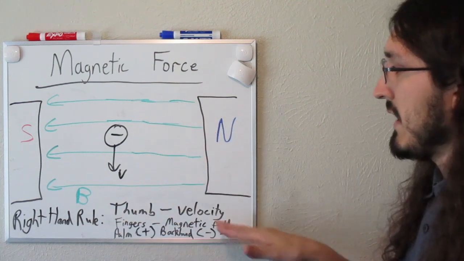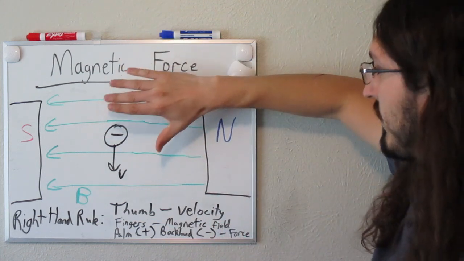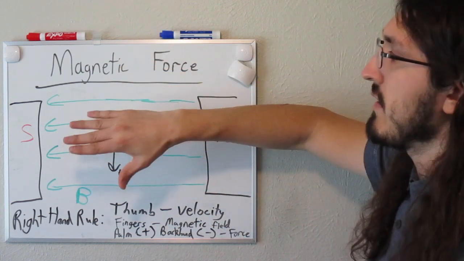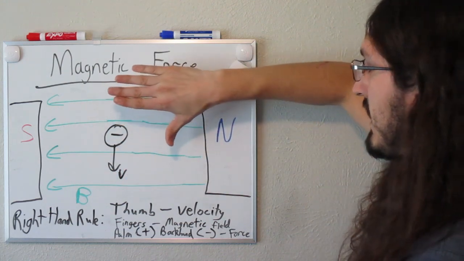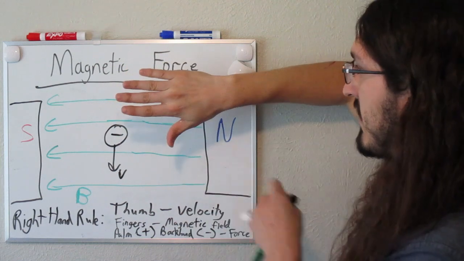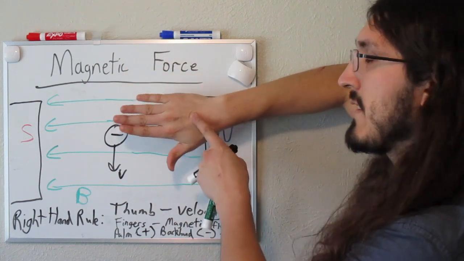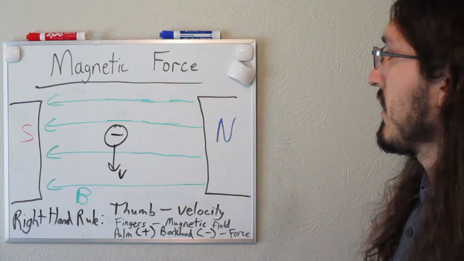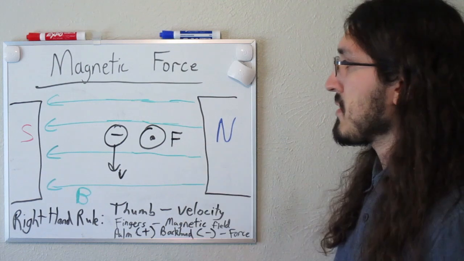Going with the right hand rule, I'll point my thumb in the direction of the velocity, so downward. My fingers in the direction of the magnetic field, so this way. And then because it's a negative charge, I use my backhand instead of my palm to find where the force is. In this case, the backhand is facing away from the board, so my force is going out of the board. So there's my force.